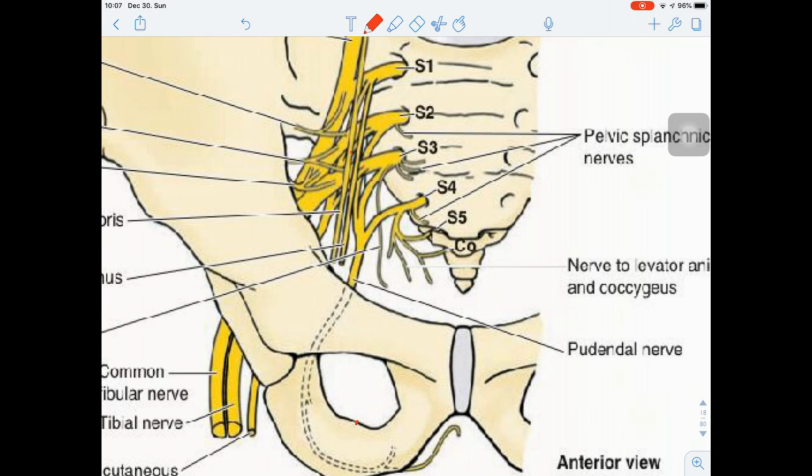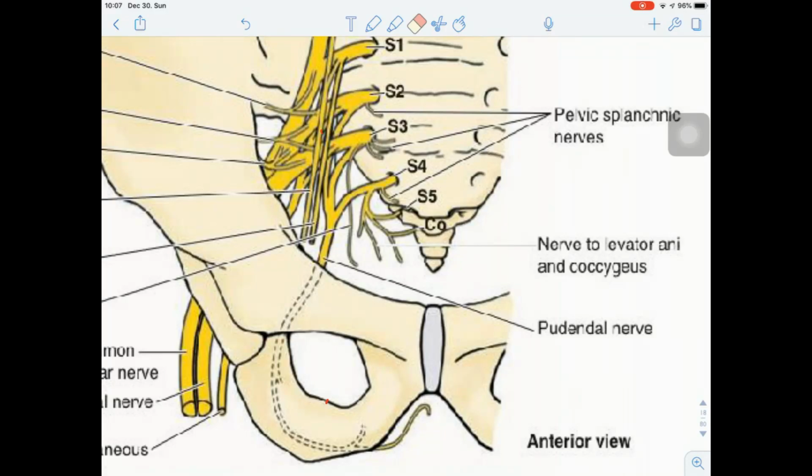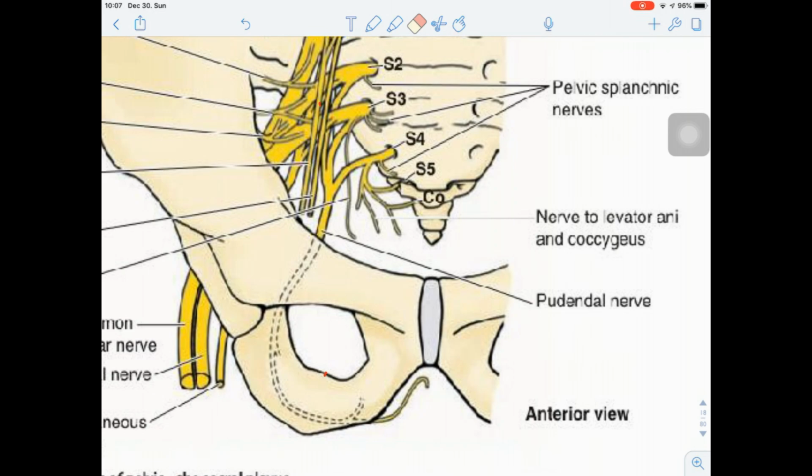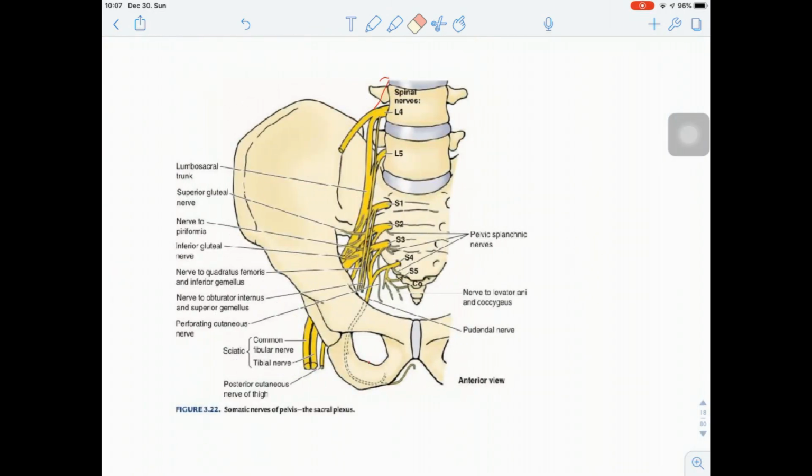Coccygeal plexus originates from, we can say, S4 or S5 and the coccygeal nerve. So how many coccygeal nerves do you have? On each side you have one, so it's one pair of coccygeal nerves, and that's it. The coccygeal plexus is mainly responsible for supplying the skin around the anal region, and you would also have some nerves arising toward the levator ani muscle and coccygeus muscle. All right, so that's mainly the coccygeal plexus.